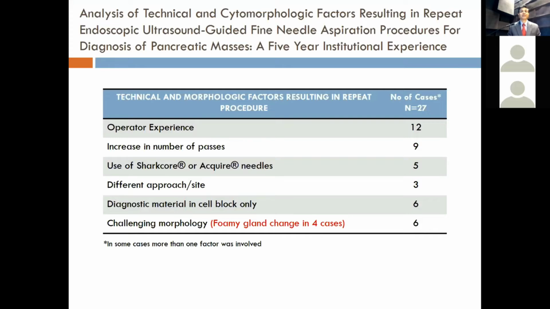And in the 5-year span that we looked at, we found 27 cases that had repeat procedure. A total of 58 procedures were performed. Of the several causes that are listed here, as you can see, in 6 cases, it was the challenging morphology that resulted in repeat procedures. Out of these 6 cases, 4 were actually adenocarcinomas with extensive foamy gland change, which highlights the very bland nature of this entity that can lead to diagnostic difficulties and delayed diagnosis.